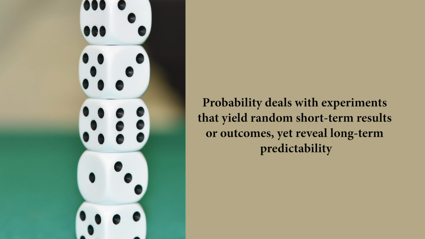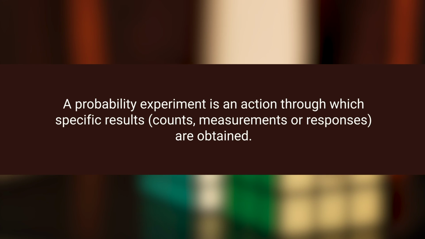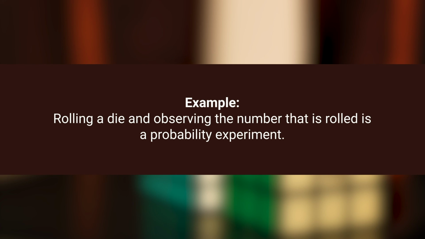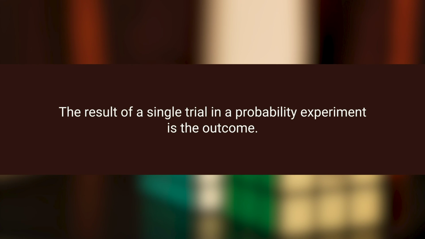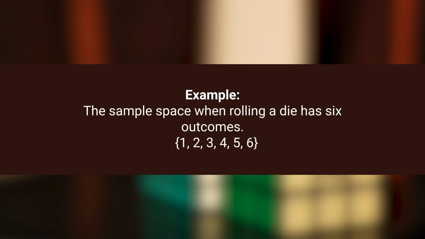So probability deals with experiments that yield random short-term results or outcomes, yet reveal long-term predictability. The long-term proportion with which a certain outcome is observed is the probability of that outcome. A probability experiment is an action through which specific results, counts, measurements or responses are obtained. For example, rolling a die and observing the number that is rolled is a probability experiment. The result of a single trial in a probability experiment is the outcome. The set of all possible outcomes for an experiment is the sample space. The sample space when rolling a die has 6 outcomes: 1, 2, 3, 4, 5, 6.